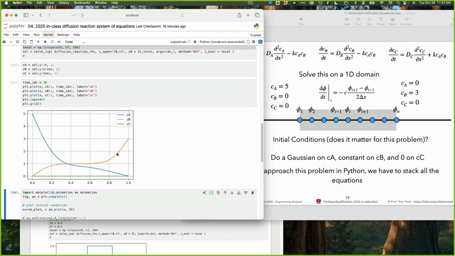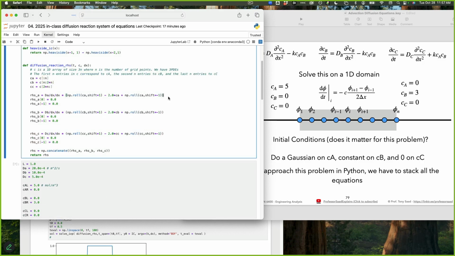Oh, well, nothing is happening. What happened? What did we forget? Nothing is happening on C. Only A and B are diffusing, but C is not being created. Why? We didn't include the source terms. Correct. Thank you, Eric. I appreciate it.